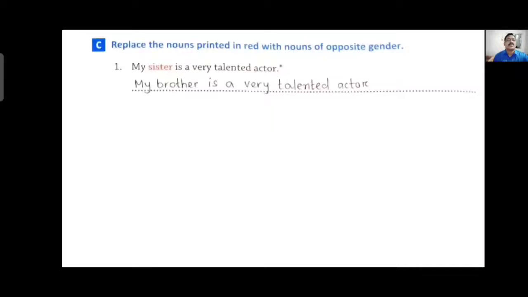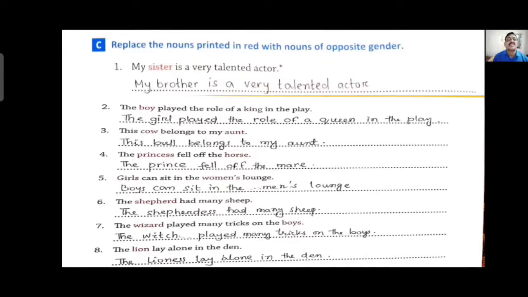Now part C: replace the noun printed in red with a noun of the opposite gender. Means the noun which is written in red color, you have to change to the opposite gender of it. If it is male, change it into female. If it is female, change it into male. First one: my sister is a very talented actor. Sister is red in color, you will change it into brother. The answer will be: my brother is a very talented actor.